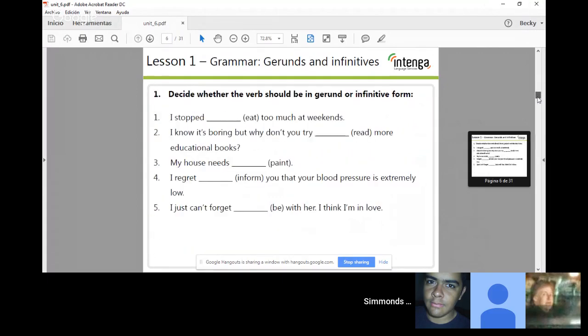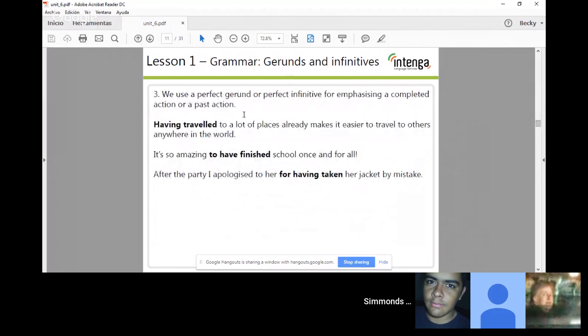Let's go back. I think it was number 11. So having traveled, okay? So it's using, again, this perfect gerund in this case, or the perfect infinitive, depending on the structure of the sentence. There's so much going on in these sentences, I think it's a little ridiculous to even understand it. Maybe you can understand it now, but I think in order to use it, it would be really, really difficult, okay? Any other questions with this first sentence?